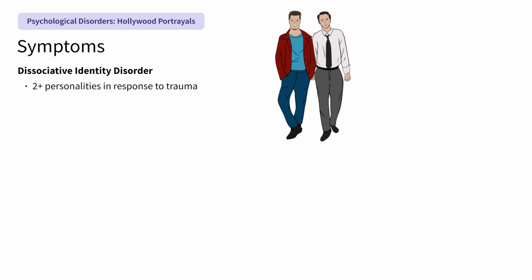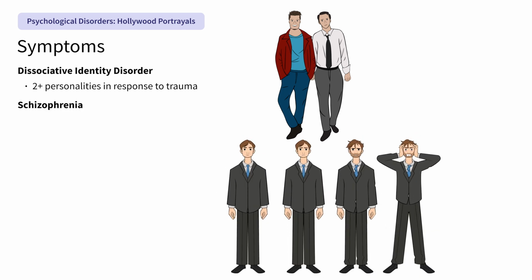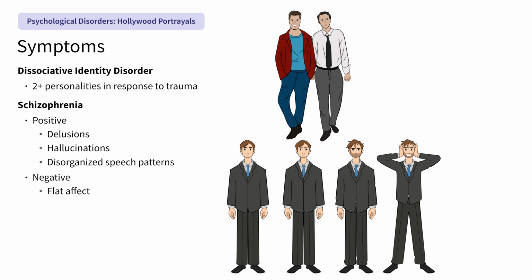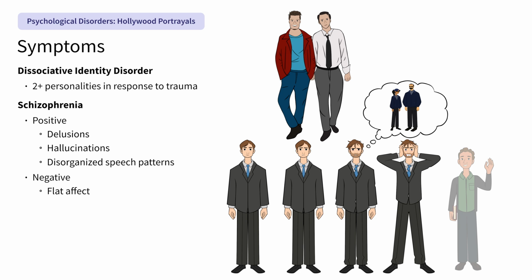So we want to be clear that dissociative identity disorder is going to involve someone having 2 or more distinct personalities, usually in response to past trauma. Exactly. Whereas schizophrenia usually has a little bit of a later onset and has that constellation of both positive and negative symptoms, lots of hallucinations, delusions, lack of emotion, and so on.